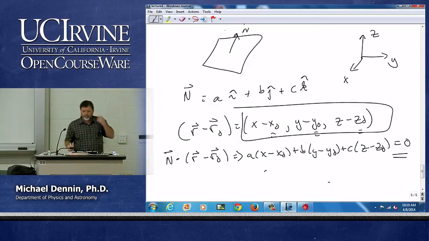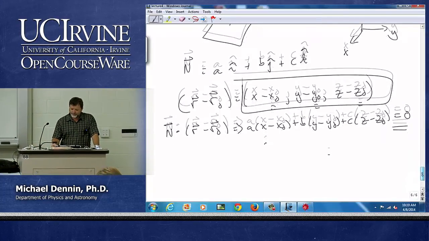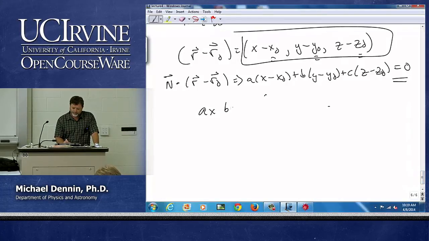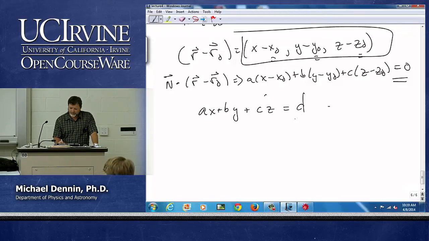Now, we can rearrange this in what we call standard form. And we see that the constant on the other side is just a x naught plus b y naught plus c z naught.